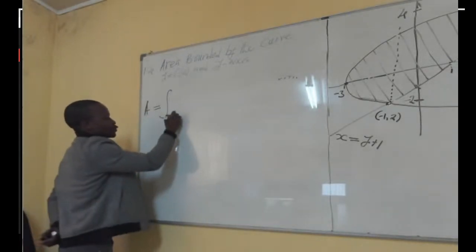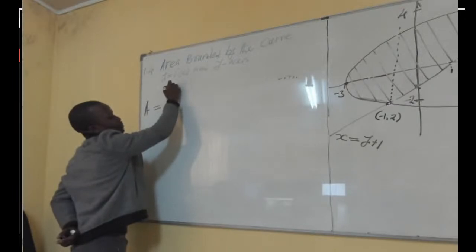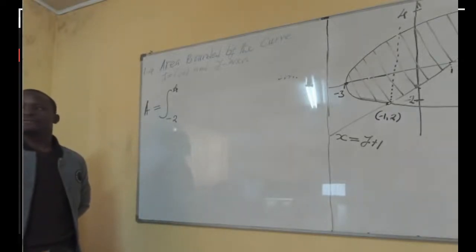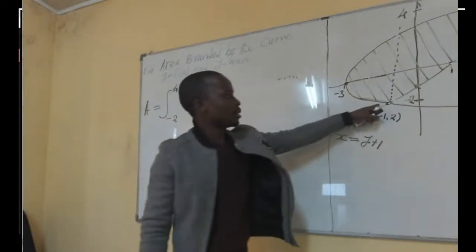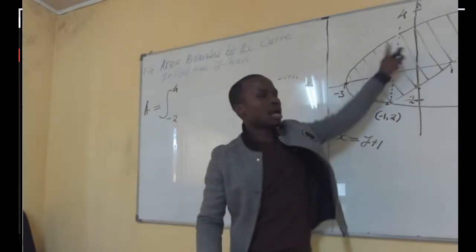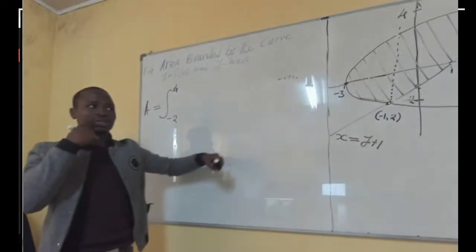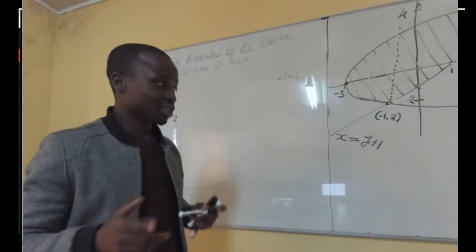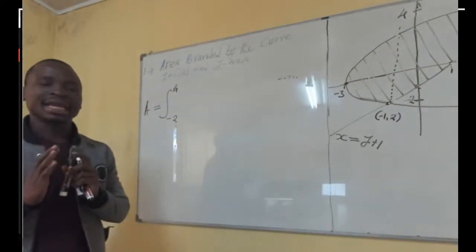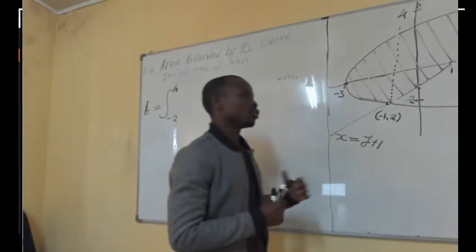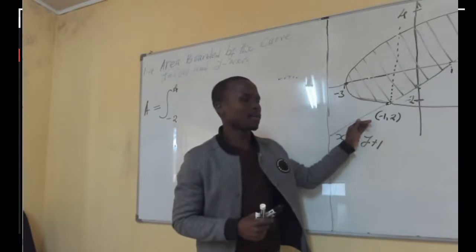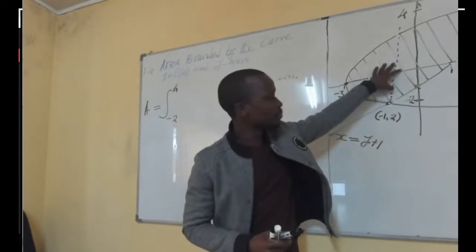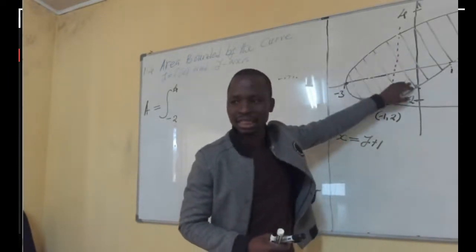Now it will be from -2 to 4 of the first function. Our first function is what? This one. Okay? Now what is this function? That's the question you should ask yourself. I did not mention something here. If you use your x values as limits of integration, this line is below the shaded region, and this one is above the shaded region.